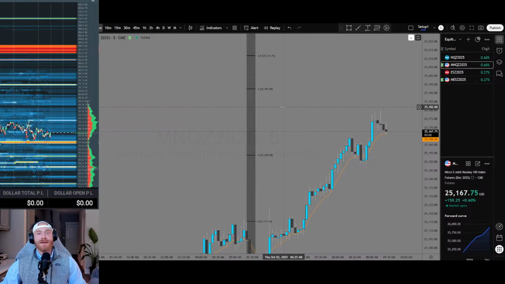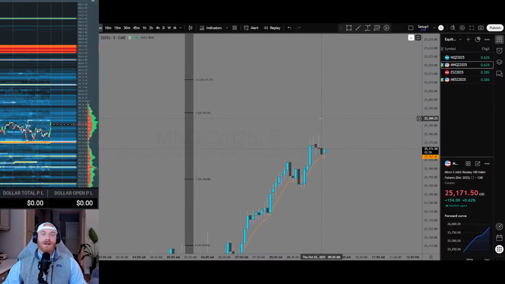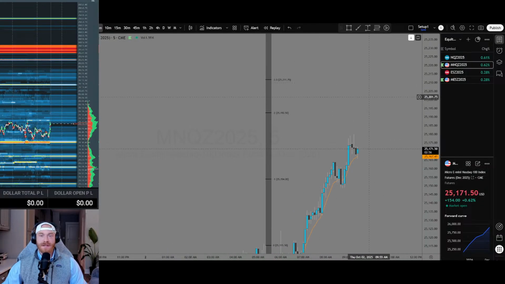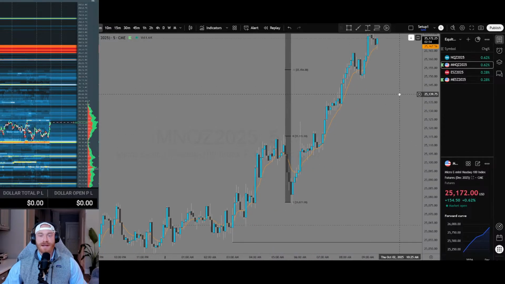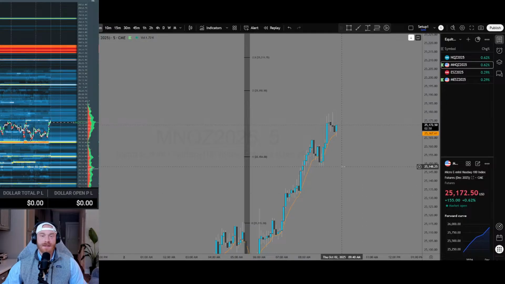Am I expecting a drop? Not necessarily. I think that once we reach two and a half standard deviations of that move from earlier, we might get a slight move backwards, a slight move down, but we'll see.